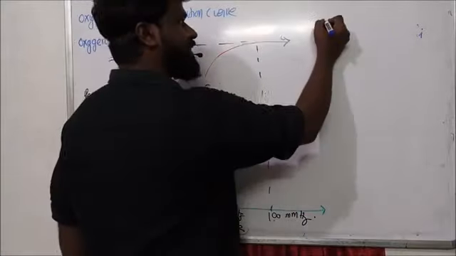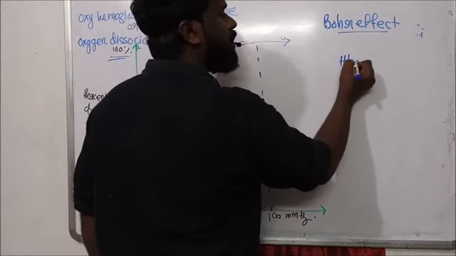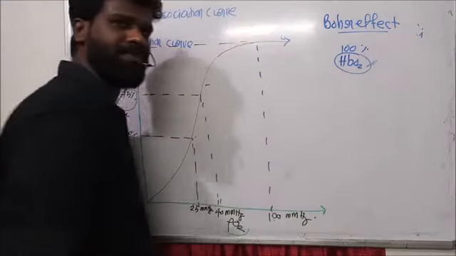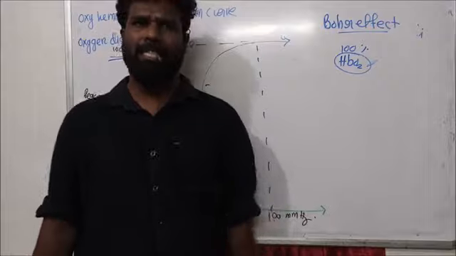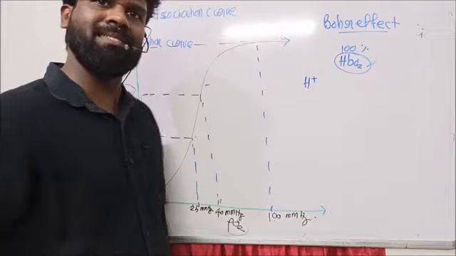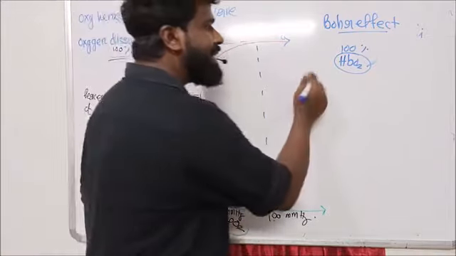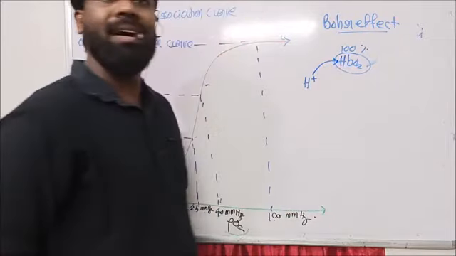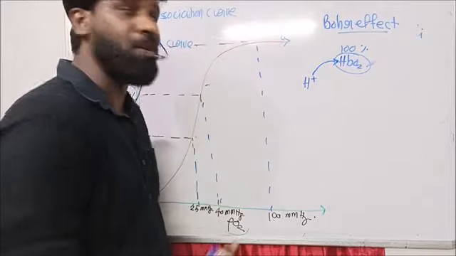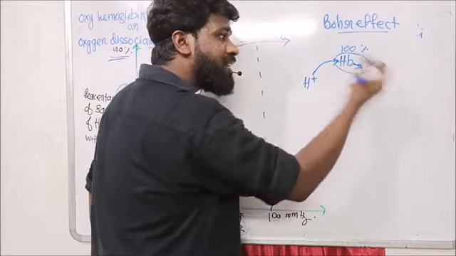Next is Bohr effect. Suppose in a condition hemoglobin is at 100% saturation with oxygen. In this condition, the H plus ion concentration increases. See, hemoglobin is a good buffer too. When this H plus ion is bound to the histidine amino acid of this hemoglobin, a conformational change occurs in hemoglobin. As a result, this oxygen is unloaded from this hemoglobin.